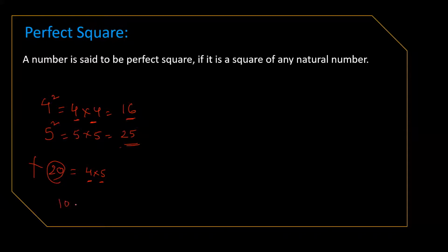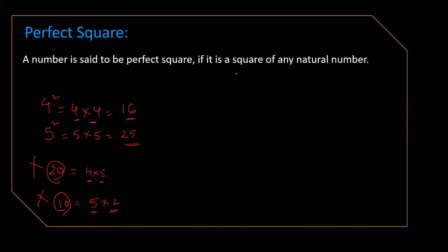10. How can we write 10? 5 into 2. Here also we are not multiplying the same number. We are multiplying here 5 into 2. We are multiplying two different numbers. So 10 is not a perfect square.